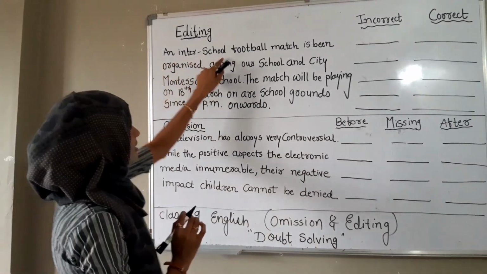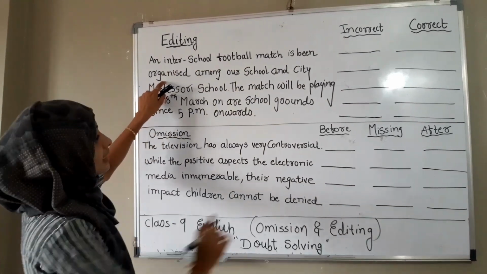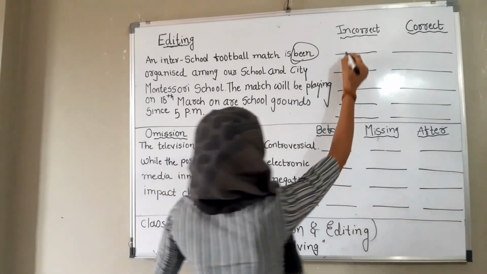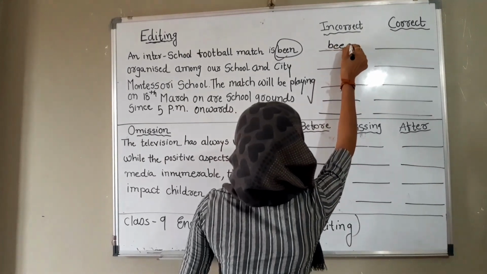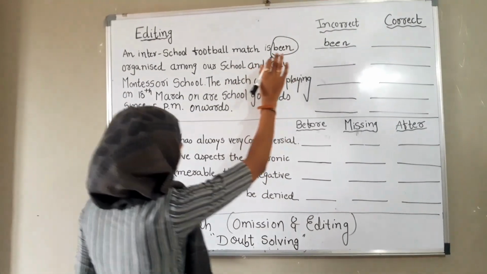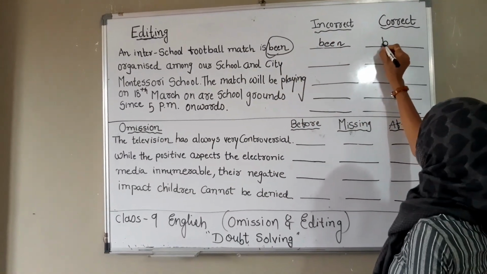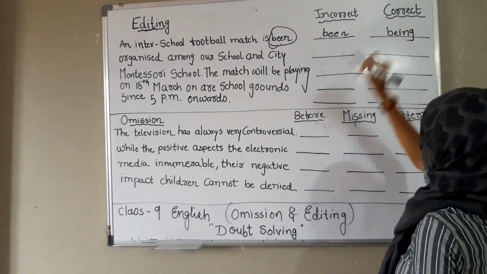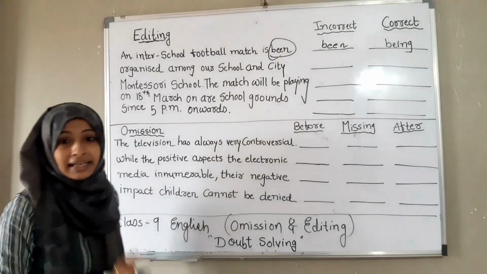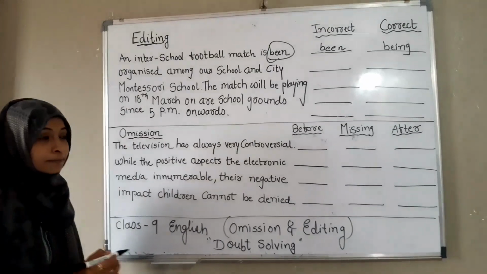See, an inter-school football match is been organized. Here, been is incorrect. So we have to edit that word. What will come in place of been? We'll write here being. After is, being will come; been we cannot write. So this been we have to edit. That is called editing. Right?